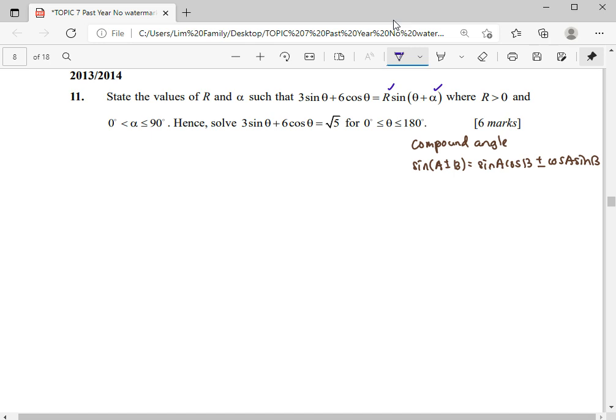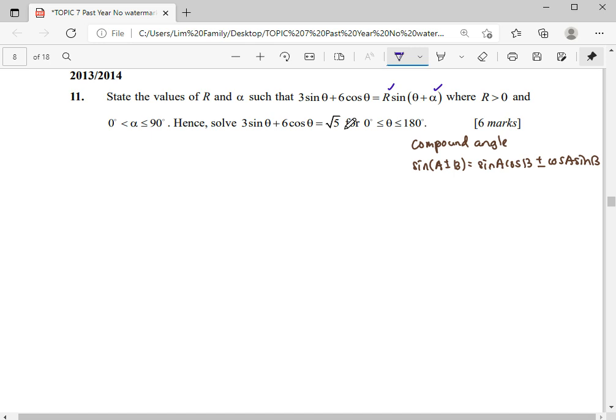When we get our r, we refer to r greater than 0, meaning we want the positive value of r. Our alpha is just the basic angle in quadrant 1, which is between 0 and 90 degrees. After we express it into a single trigo term, then they say hence. Hence means use our results. Use our result in part 1 to solve this equation.